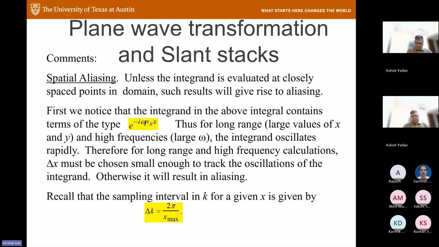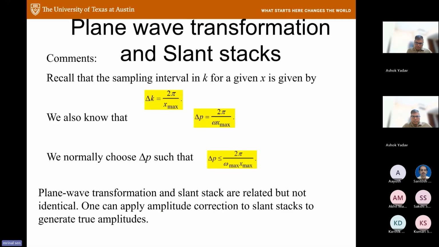These are some details of transformation artifacts, such as how you choose delta P. This shows that, depending on the maximum offset and frequency, you can choose what the delta P should be. Otherwise, there will be some kind of aliasing.